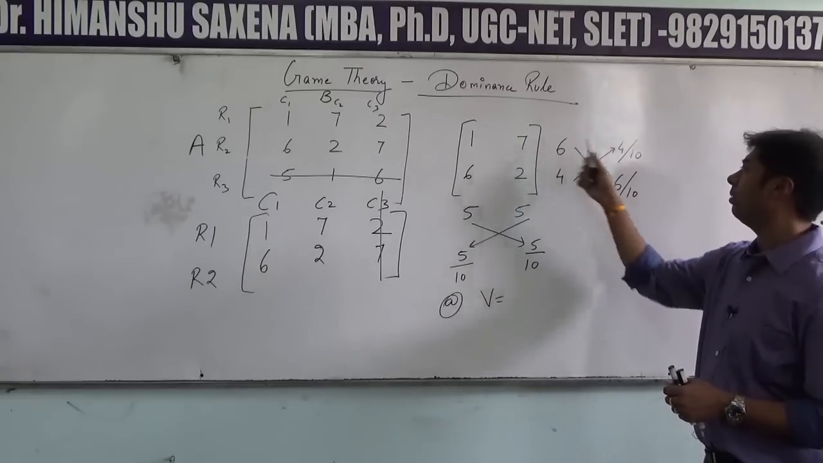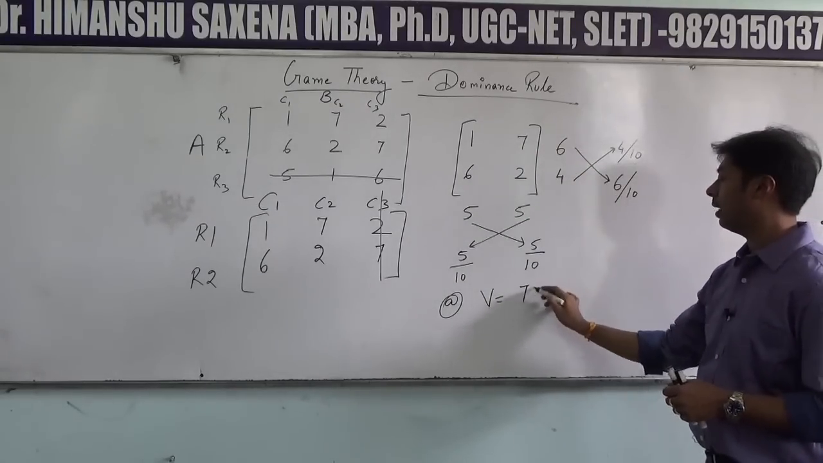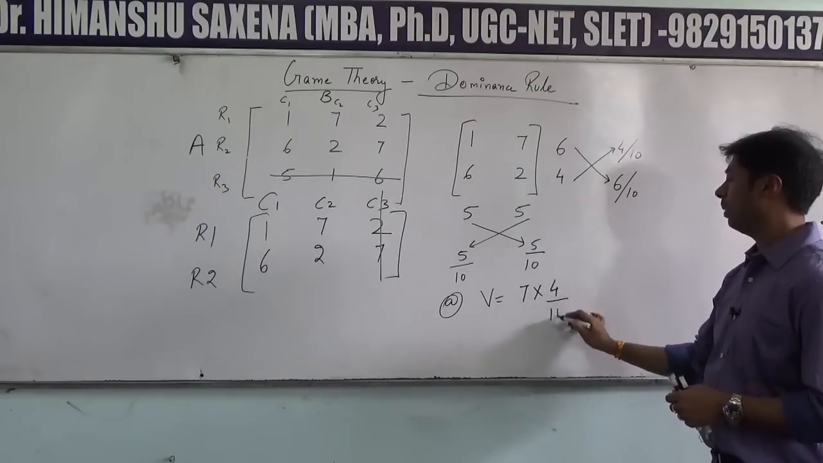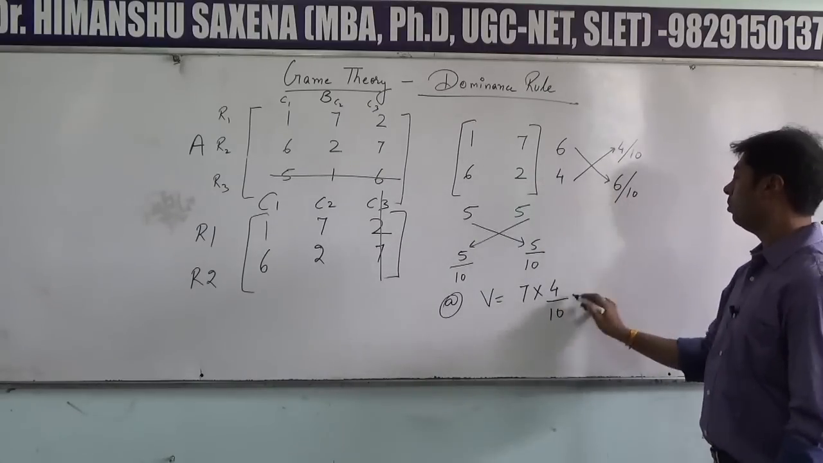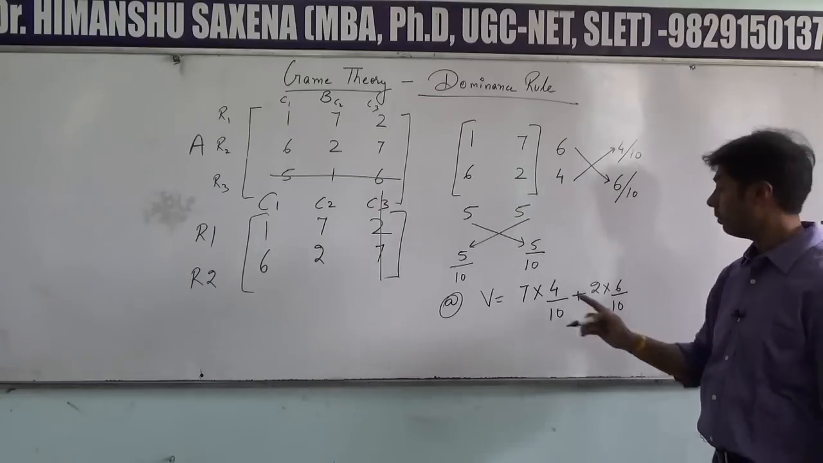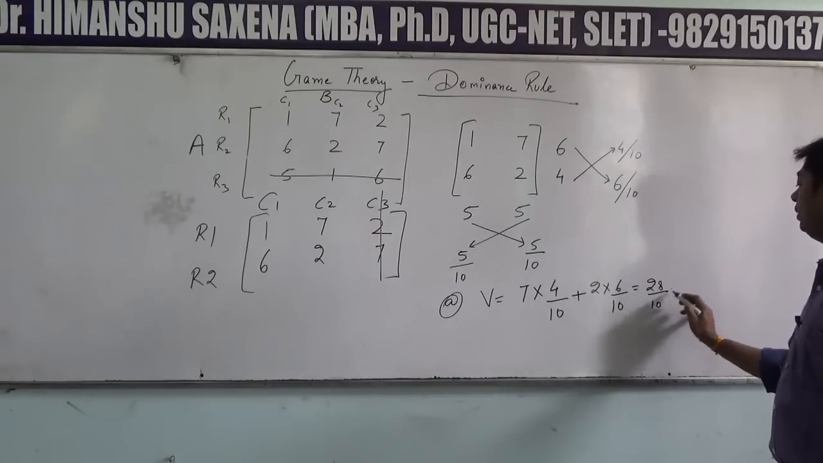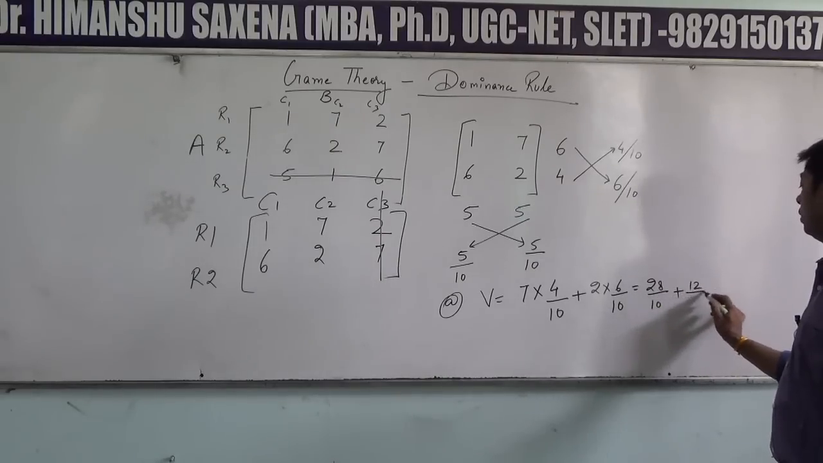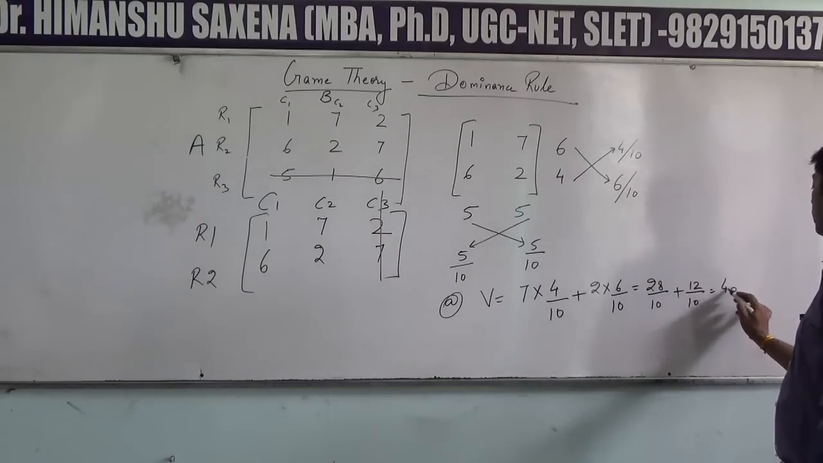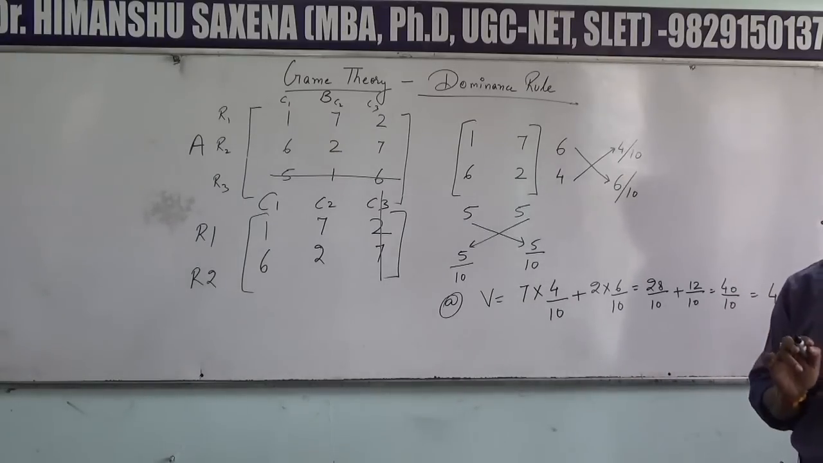One is 7 multiplied by the fraction which is right in front of it. So 7 into 4 by 10, and 2 multiplied by 6 by 10. So 7 4s are 28 upon 10 plus 2 6s are 12 by 10. That will give you 40 by 10, ultimately equal to 4.